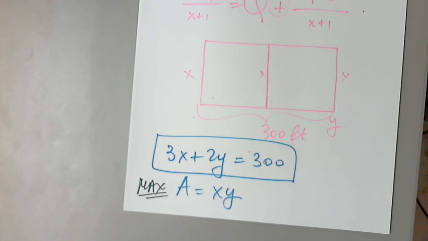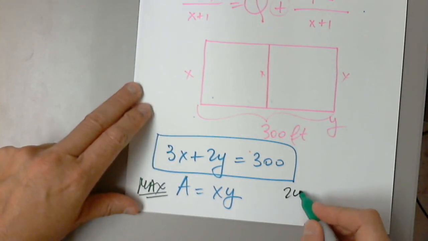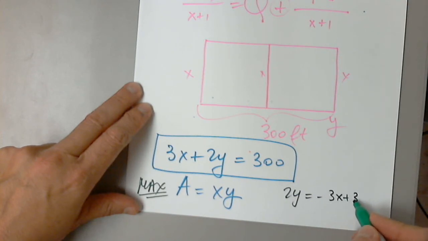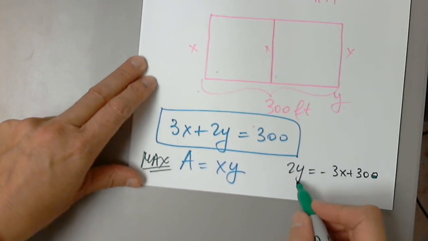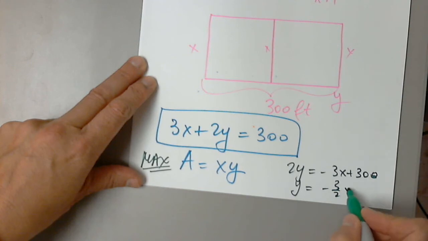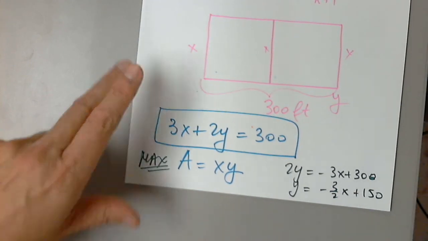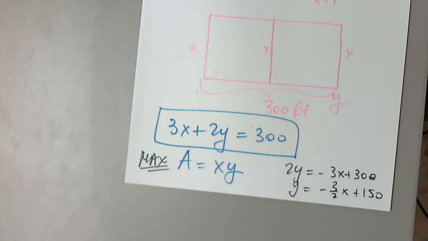These are two variables. We don't know how to handle two variables in a problem, but that's why this relationship is given to us, to eliminate one of them. And I always prefer eliminating y. So we'll solve this equation for y. So this is 2y equals negative 3x plus 300. And when we divide by 2, we get negative 3/2 x plus 150. Is that okay?